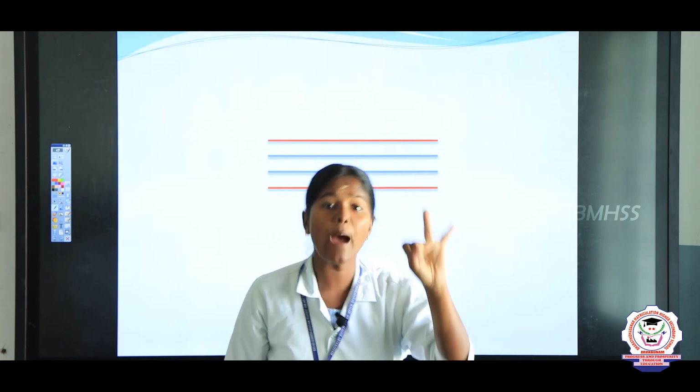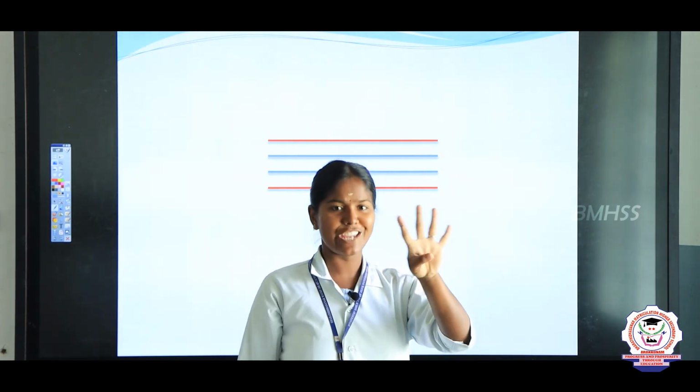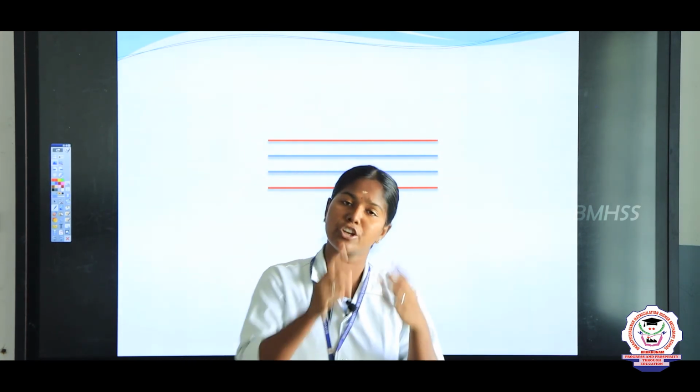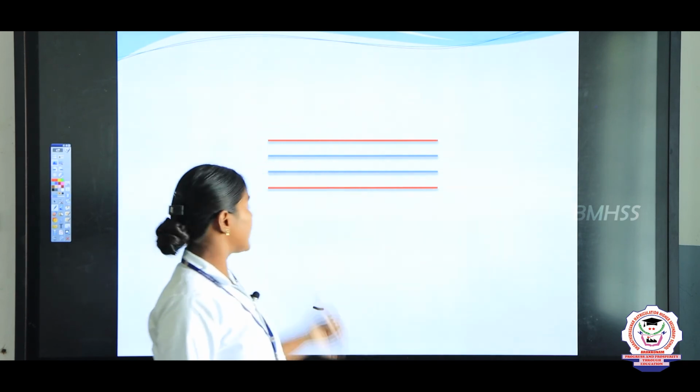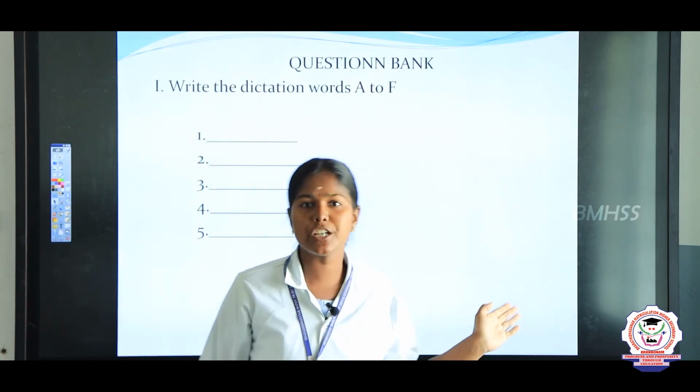A for ant. B for bat. C for cat. D for dog. E for egg. The last letter F. F for fan. So kids, just practice it, right? Practice it in your 4 lines, and following this, I have attached a question bank for you.